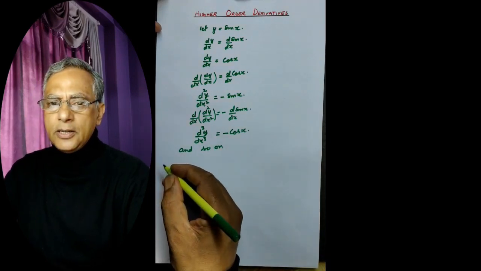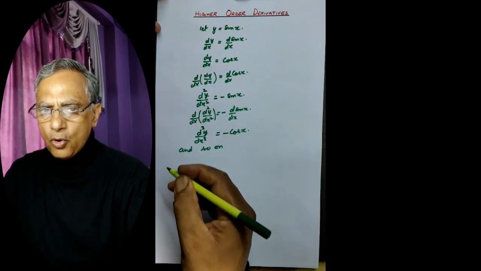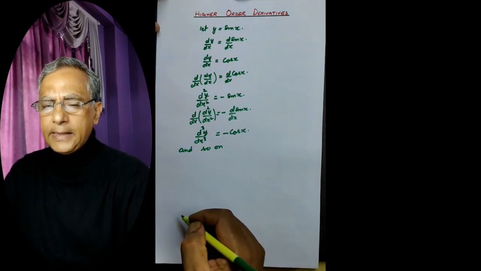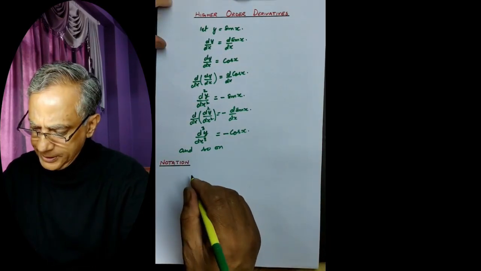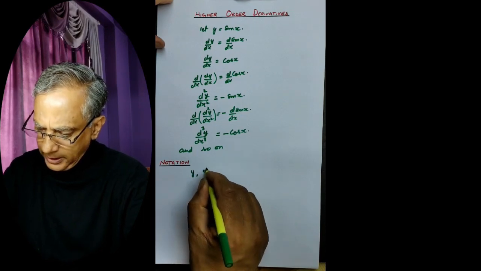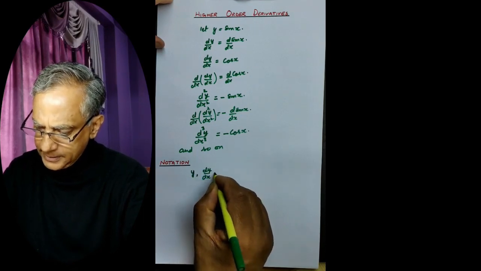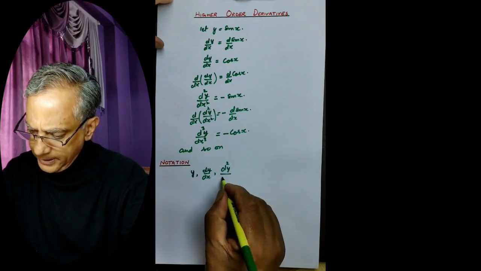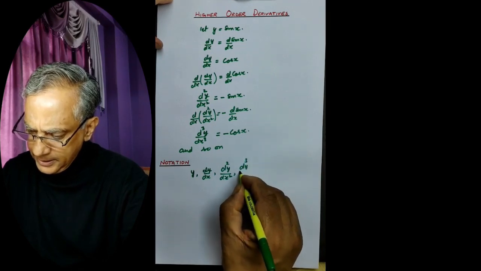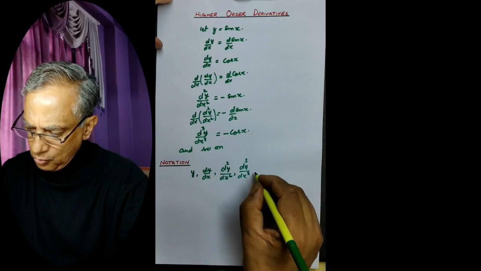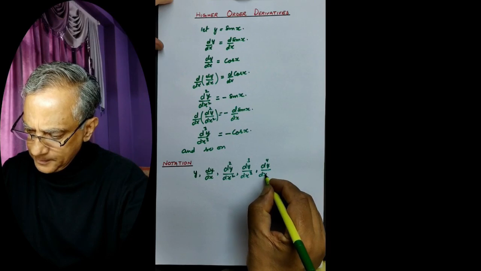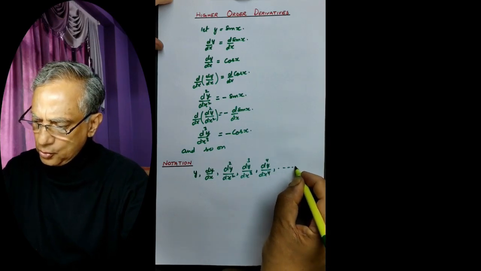Now the second thing is notation. There are 3-4 notations which are generally used. I will tell you all the notations here and then use them. First, if the function is y, then its first order derivative is dy by dx. Its second order derivative is d2y by dx square. Third order derivative is d3y by dx cube. Fourth order derivative is d4y by dx4, and so on.